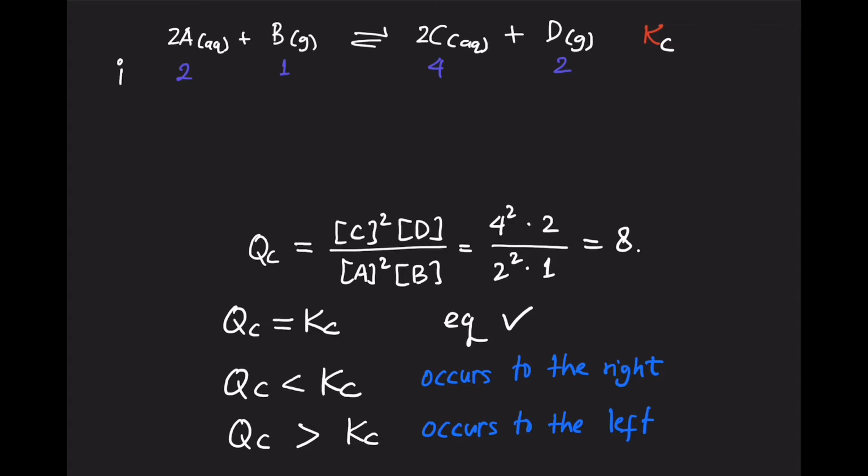So suppose in this case we have a QC of 8, and then the KC, let's just take again an imaginary number, 4. So from here we can compare the Q and the K, and we can say that QC is bigger than KC. That means this reaction will occur to the left, forming the reactants.